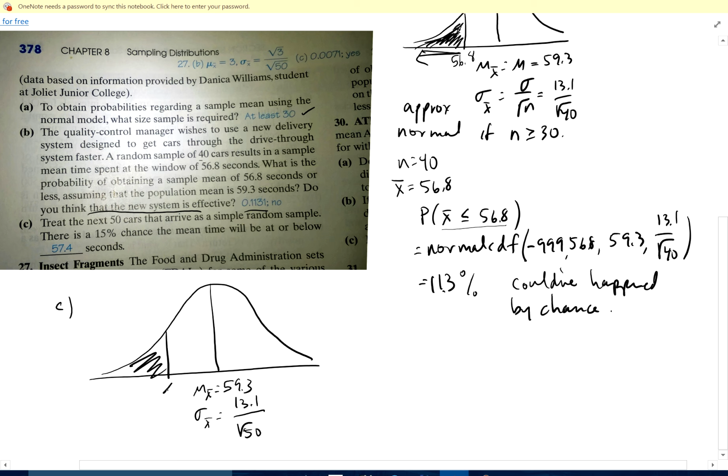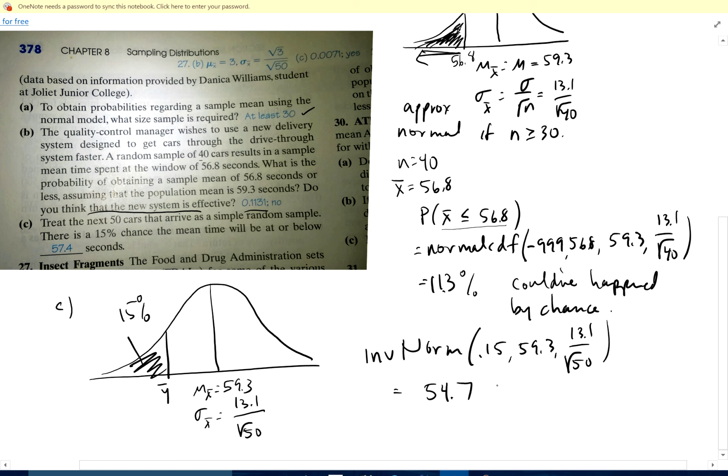So I don't know what this value is. I'm going to call it, not x, let's call it y bar, because these are averages, so I can call it y bar. And this is 15%. So I want to go backwards and figure out what y bar is. So that's inverse normal. The area to the left, the mean, and the standard deviation. And if you do that, you come up with 54.7, and that is seconds. All right, there you have it.